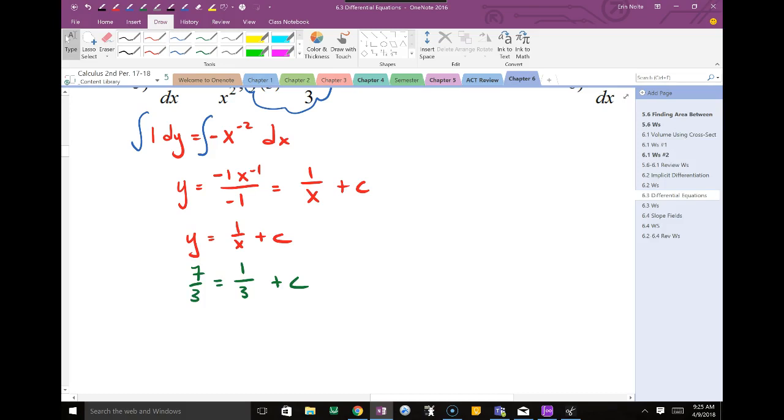Okay, so if I was going to solve for c, what would you do? Subtract 1/3, so what's 7/3 minus 1/3? 6/3, which is 2. So now, what is my particular solution? 1 over x plus 2.